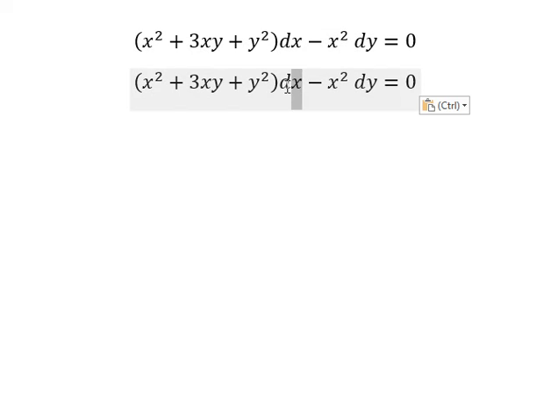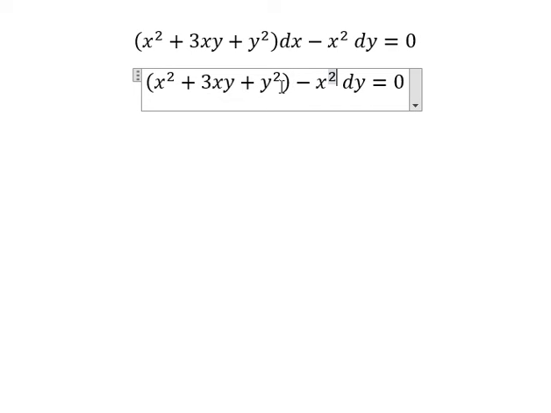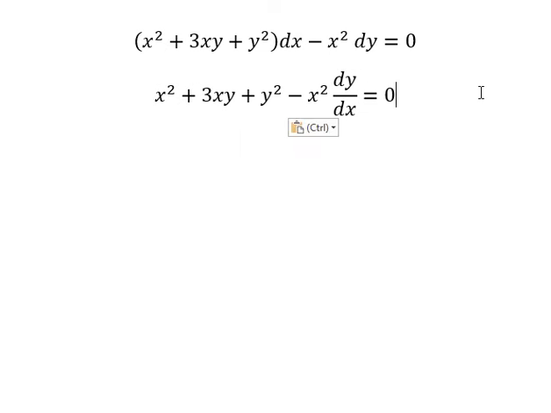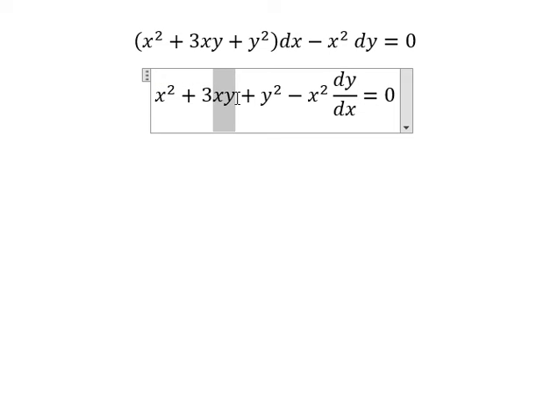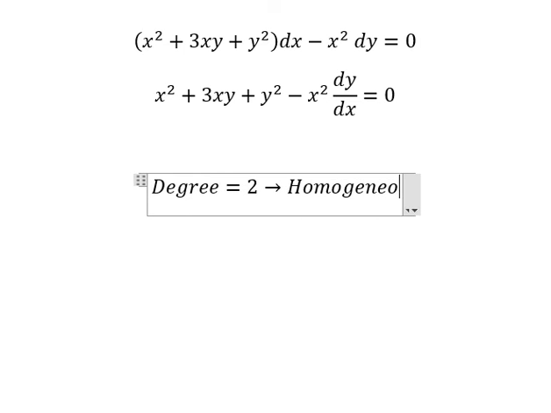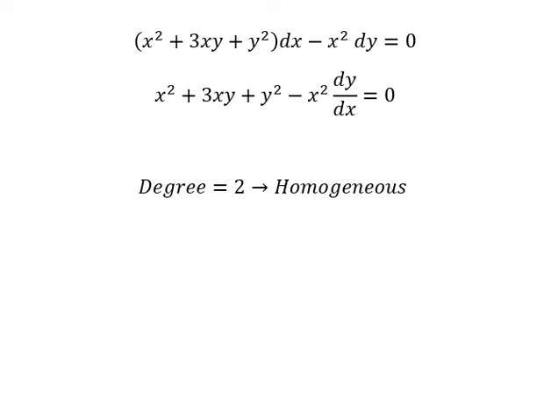We divide both sides by dx. Next, we have x squared, y squared. They are derived number 2. So this is about homogeneous. So I will put y equal to vx.